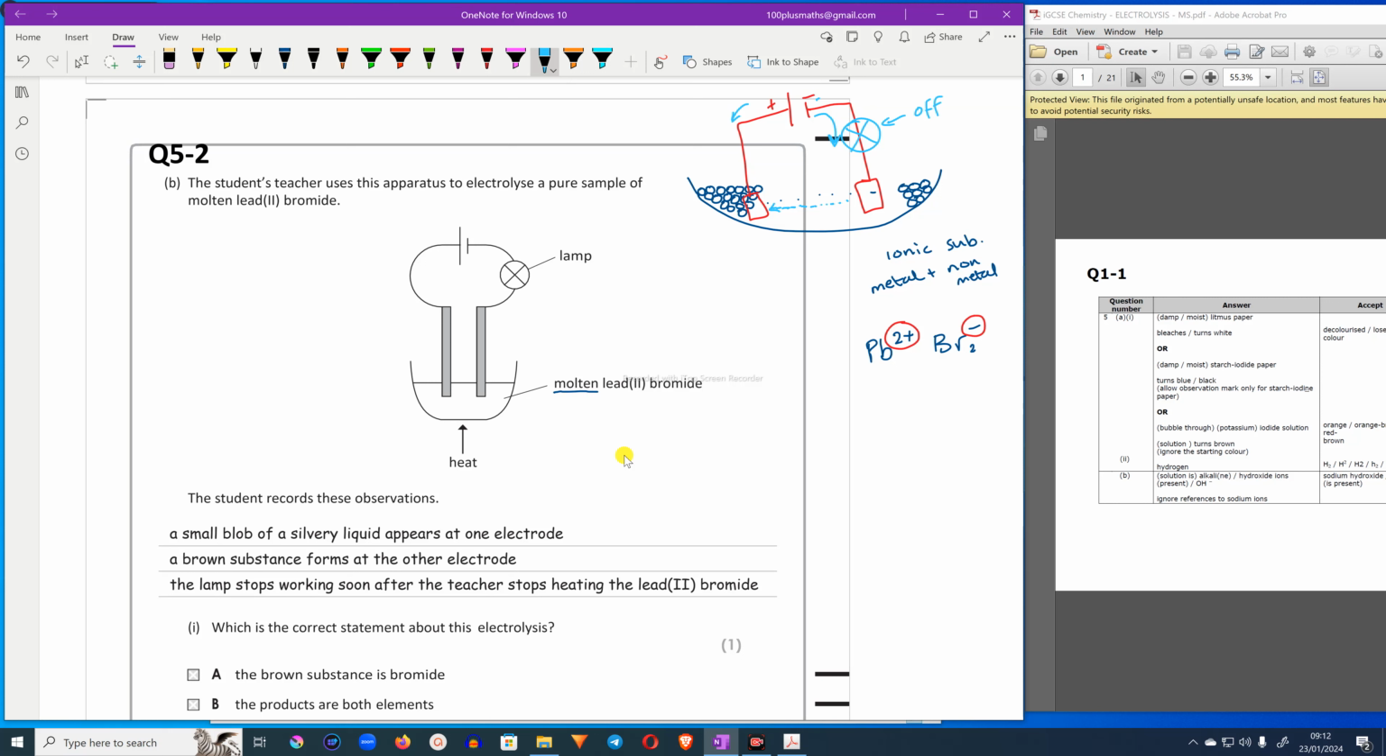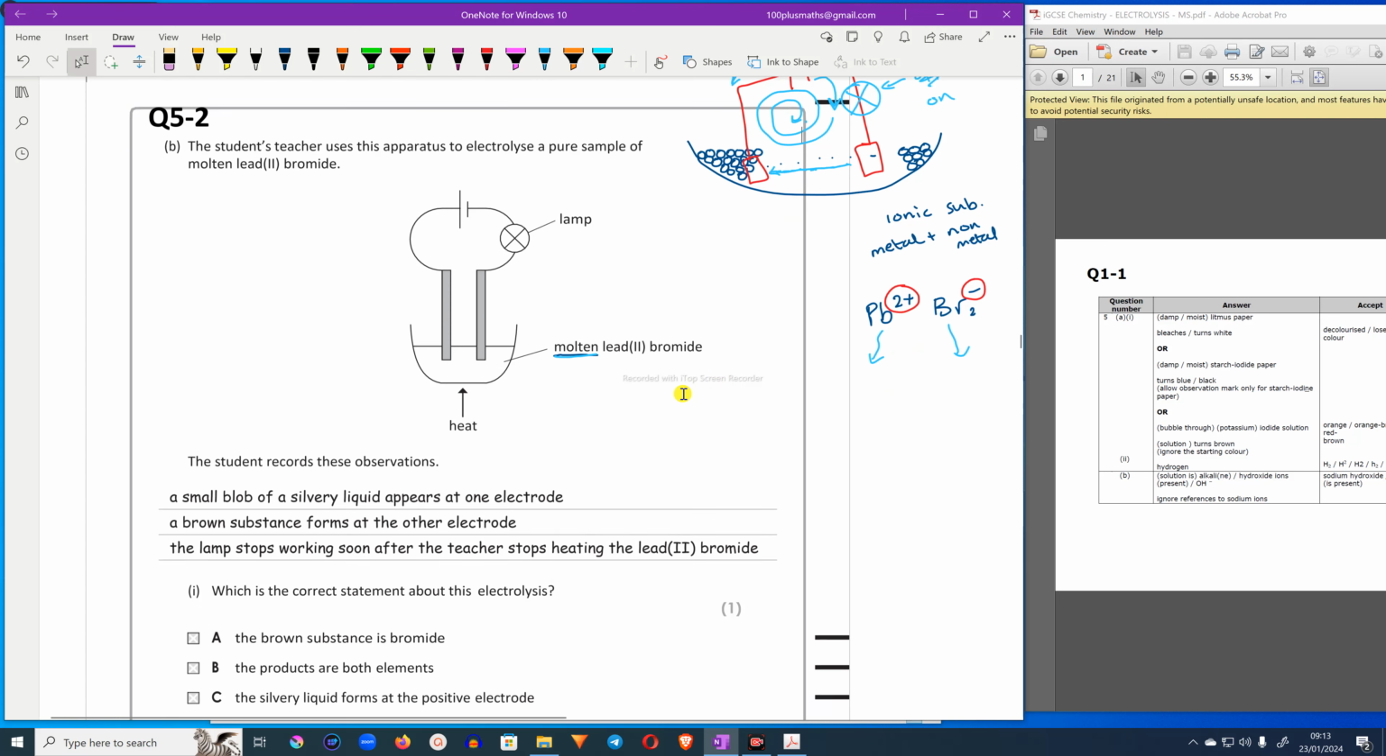When you make it molten, you turn it into a liquid. So now these ions are free to flow, and they can carry the charge across there. Then the lamp will turn on, because you've now got a complete circuit and things are flowing round and round. Once you've got that idea, you're alright.